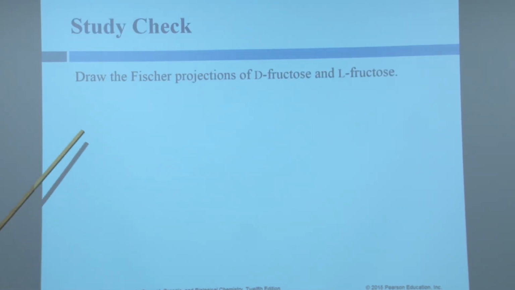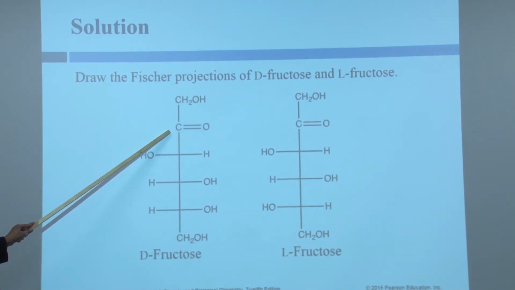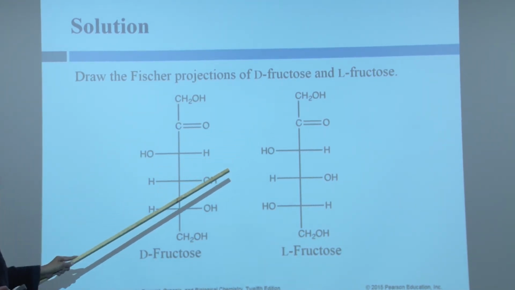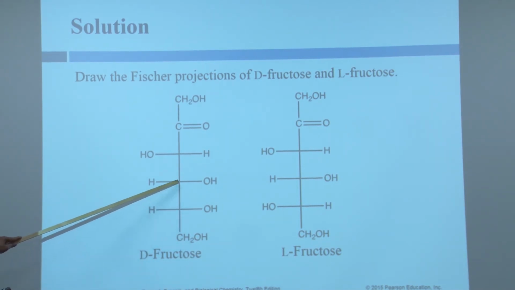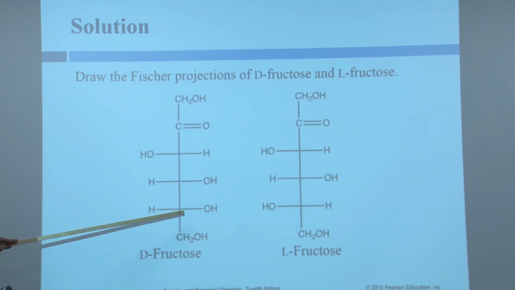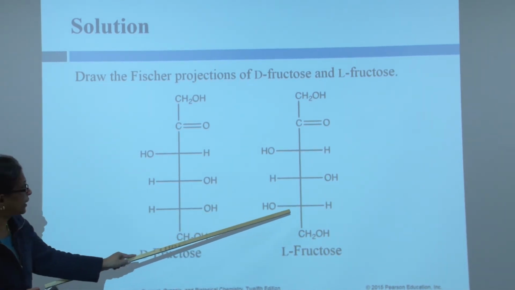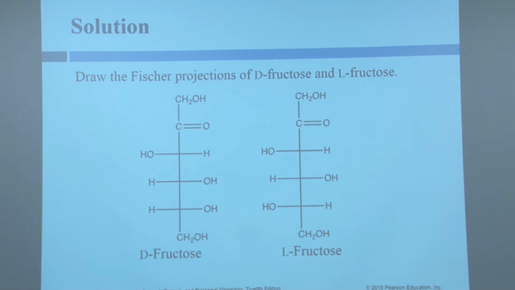Hypoglycemia. Draw the Fischer projection of D-fructose and L-fructose. Again, fructose is a ketohexose. So we have a keto group and 6 carbons in a chain. The second carbon has the keto group. It is a 6 carbon chain, 1, 2, 3, 4, 5, 6. Now, starting from the carbonyl group, I go to the furthest carbon that is chiral: OH to the right is D-fructose, OH to the left is L-fructose.